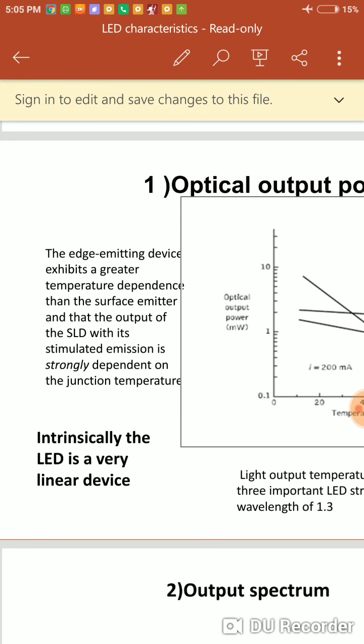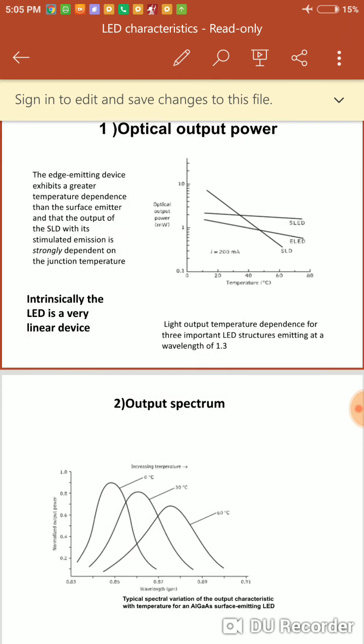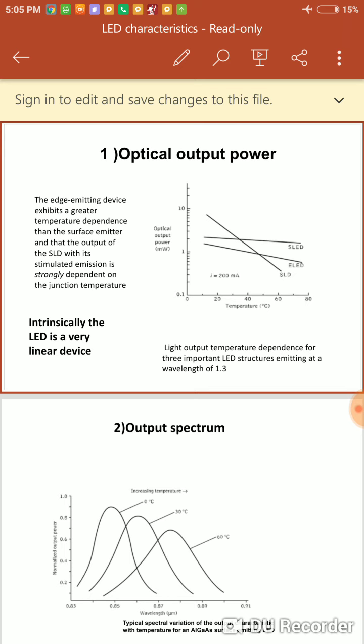The edge emitting LED device exhibits a greater temperature dependence than the surface emitting LED, while the output of the SLD, with its stimulated emission, is strongly dependent on the junction temperature. So this is the first characteristic. In this we have seen the LED is a linear device. As soon as the electrical signal is incident on the LED, we get light output. So the linearity of LED is more as compared with laser.